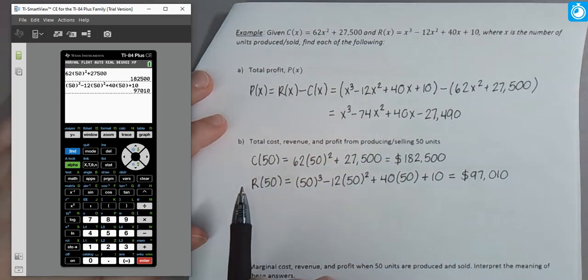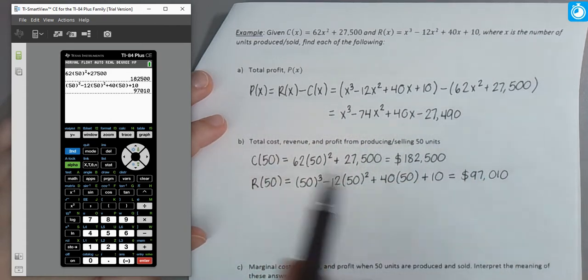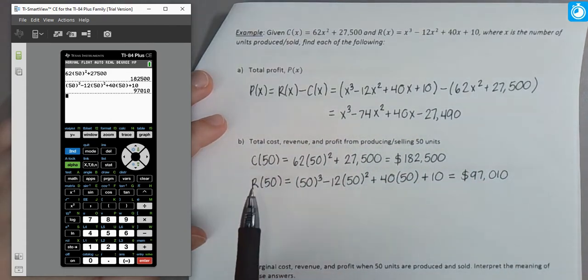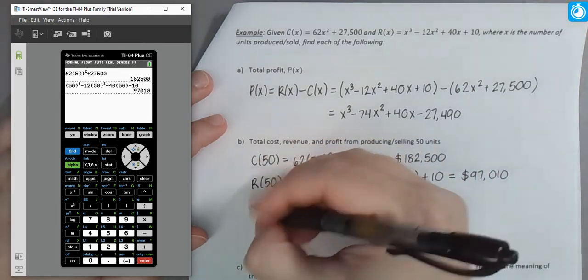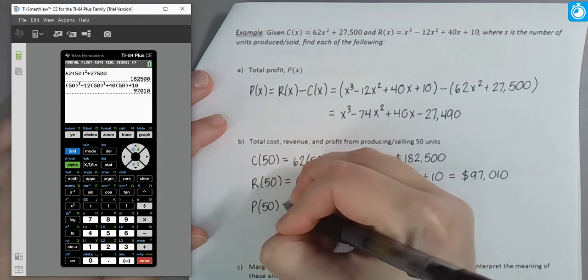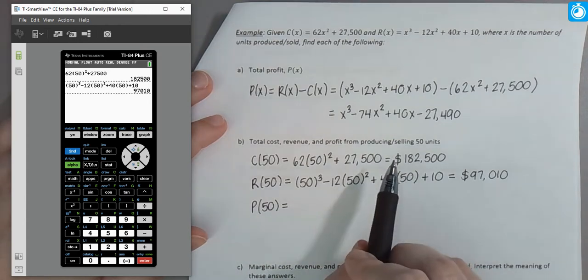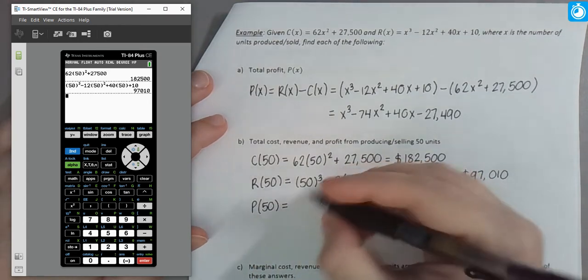And then what about our profit? Now we have a couple of different ways we can determine what our profit would be. Either we can use the profit function or revenue minus cost. Remember, that is profit. So let's determine it that way. So profit for producing and selling 50 is going to be the revenue at that production level minus the cost at that production level.